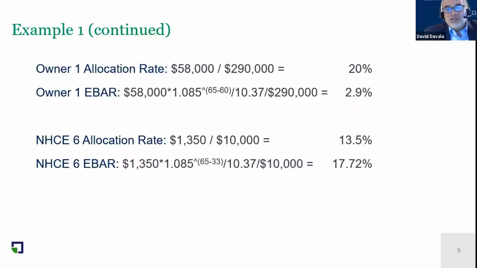And NHCE 6's allocation rate is $1,350 divided by 10,000 for 13.5%. The EBAR is the $1,350 allocation times the projection interest rate of 8.5% for 32 years, divided by the annuity factor of 10.37, and then divided by compensation of 10,000 for an EBAR of 17.72%.